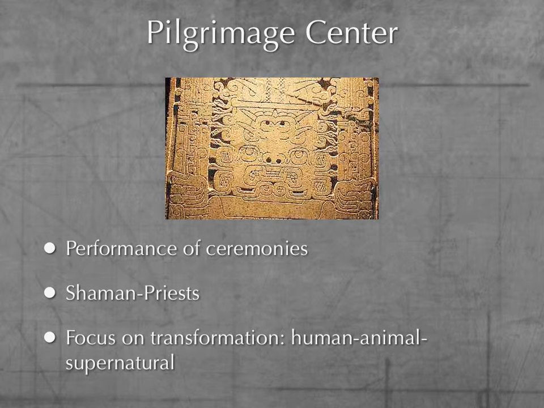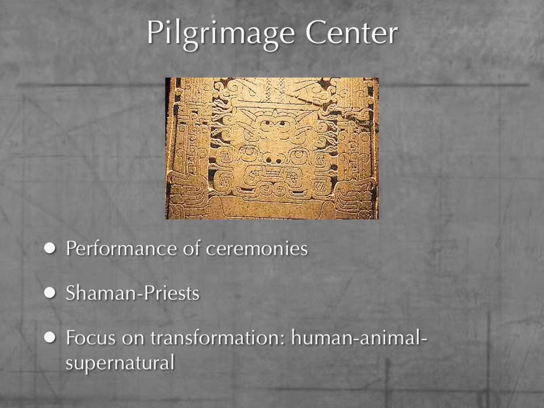Even more importantly, Chavín was a pilgrimage center. It was a place of worship. And so people would come on pilgrimages. A pilgrimage is a religious journey to the shrine at Chavín to worship, to see the ceremonies, the performances by the shaman priests, which were apparently extremely elaborate, extremely well designed.